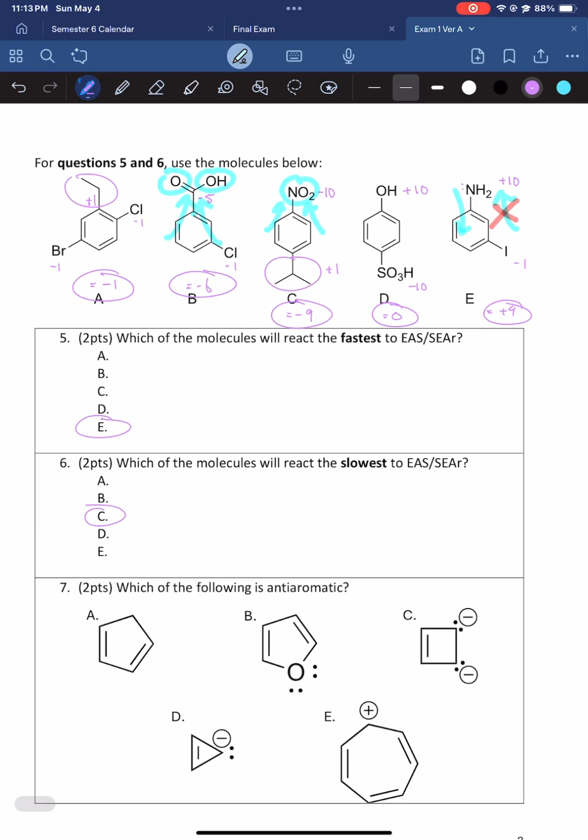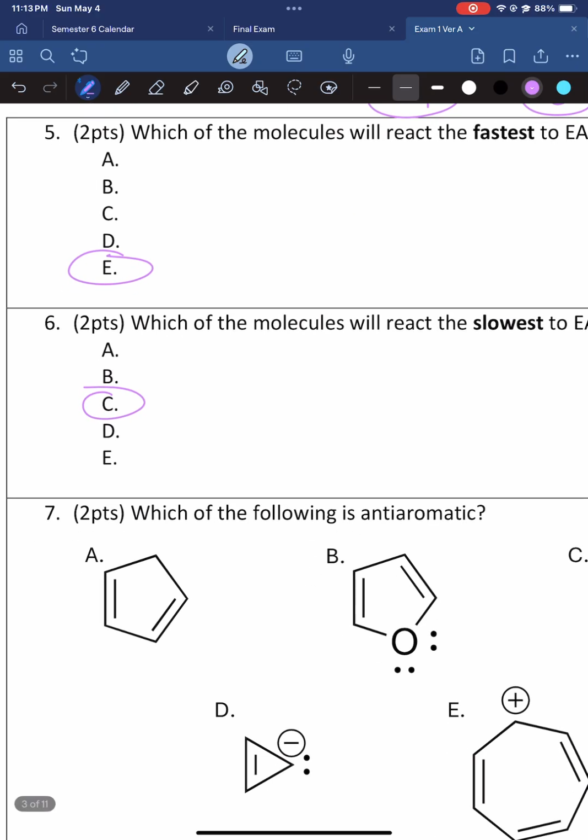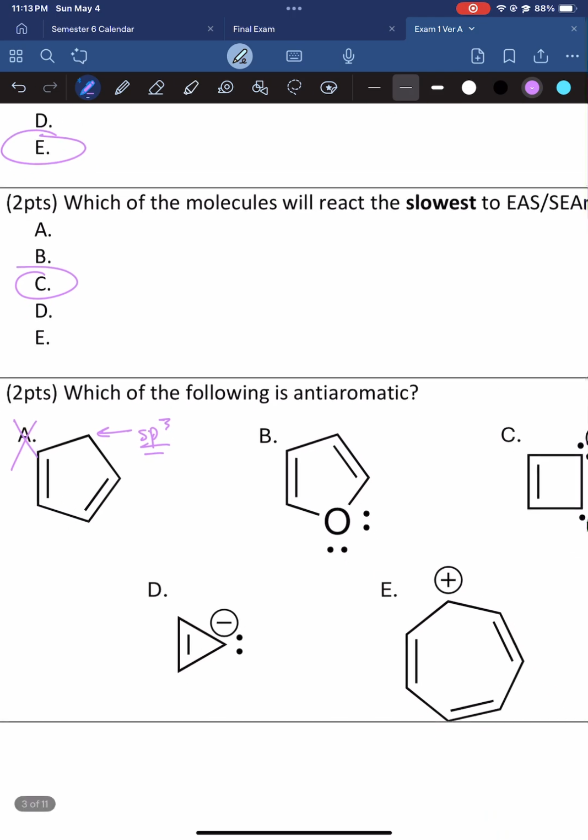So question 7 asks, which of the following is anti-aromatic? If we remember what anti-aromatic is, it's basically a molecule that is aromatic-like but has an even number of pairs of electrons. So let's look at A. We can automatically rule this out. Why? Because this right here, sp3 carbon, that is no good. That won't make it aromatic or anti-aromatic at all.